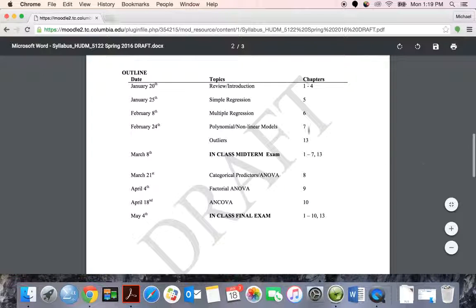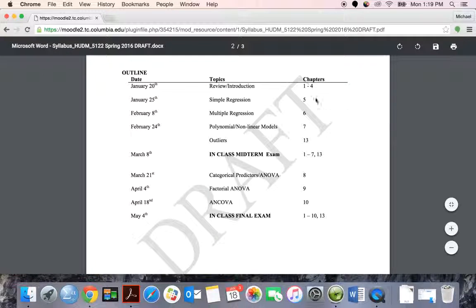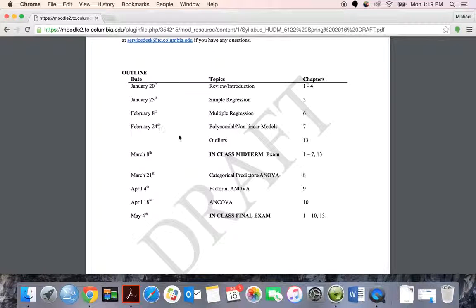Here's generally the outline. This will change, of course. You'll notice that I think the syllabus is called draft. It'll probably stay draft until the last day of the course, essentially. But what you have are the dates and the topics that we'll cover throughout.